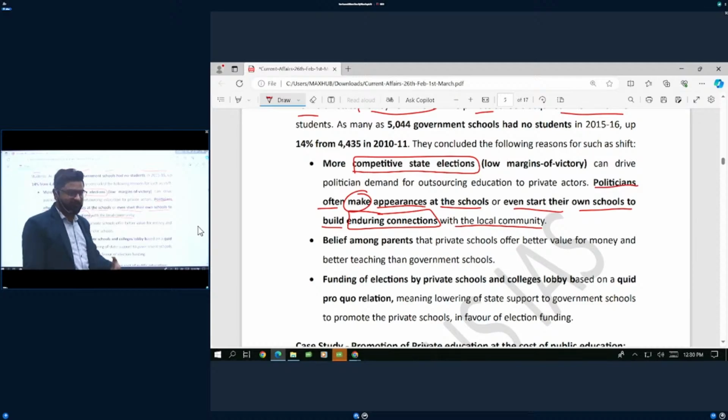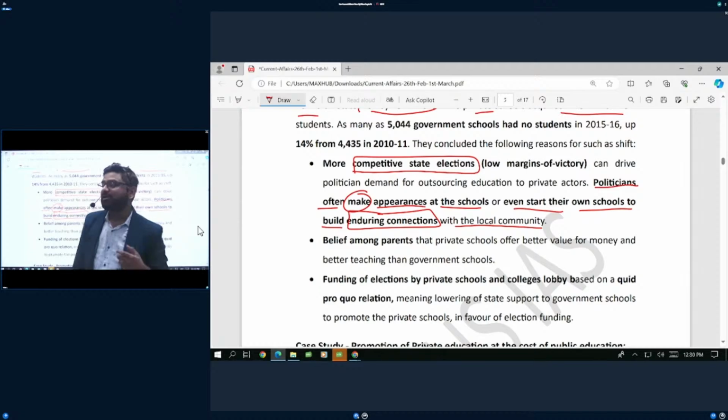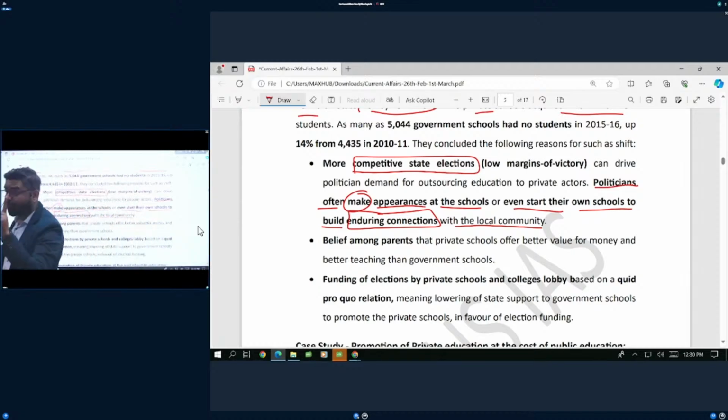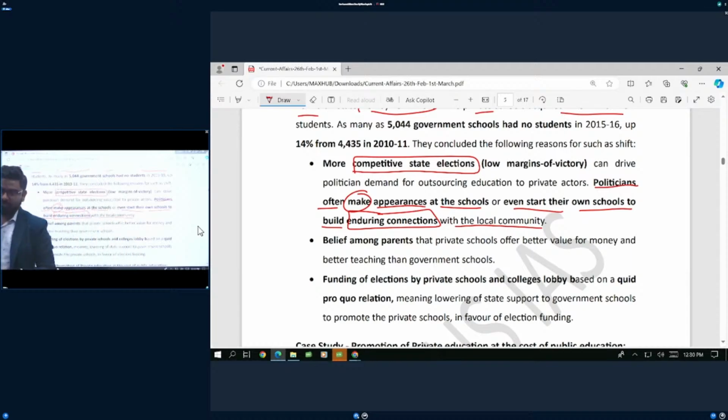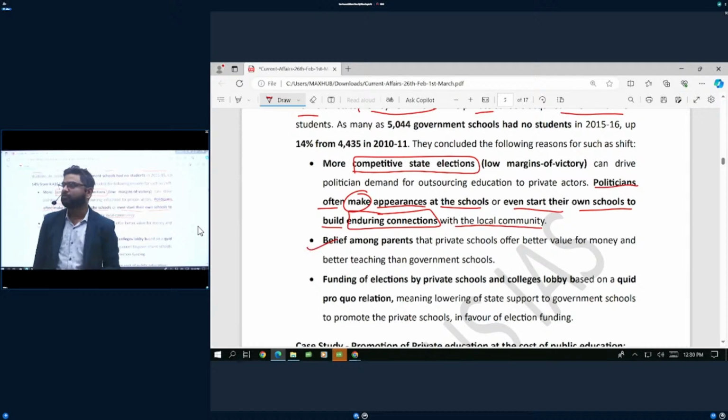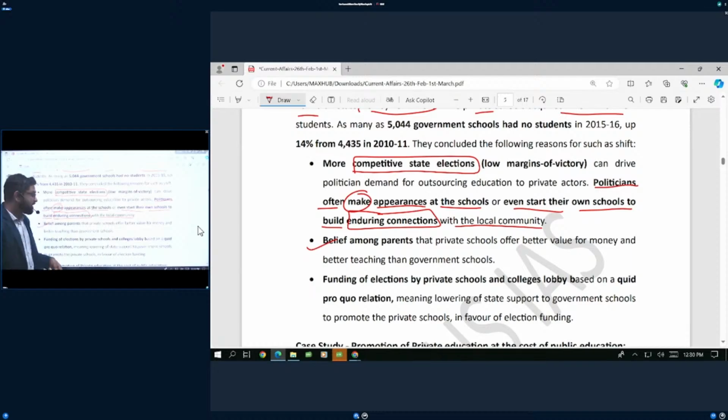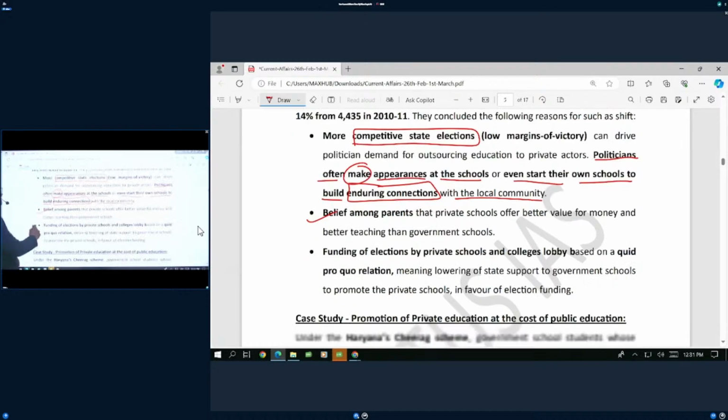सबको समझ में आ रहा है? The prime problem is the political necessity of money, of corruption, of greed of your local MPs and MLAs that forces them to weaken government schools to strengthen private schools. और second तो आपको पता ही है, belief among parents. Parents believe that private schools are better than government schools. Third point मैंने आपको बता ही दिया, funding की जरूरत पड़ती है.